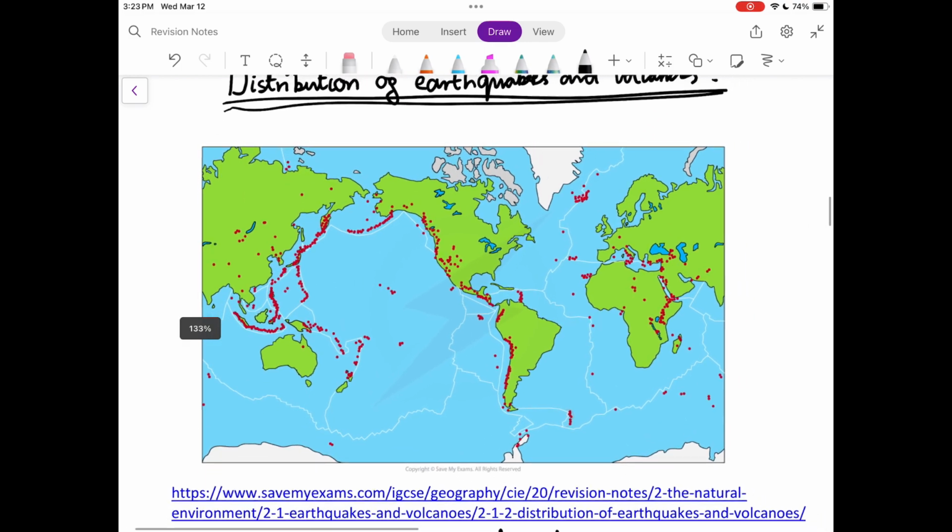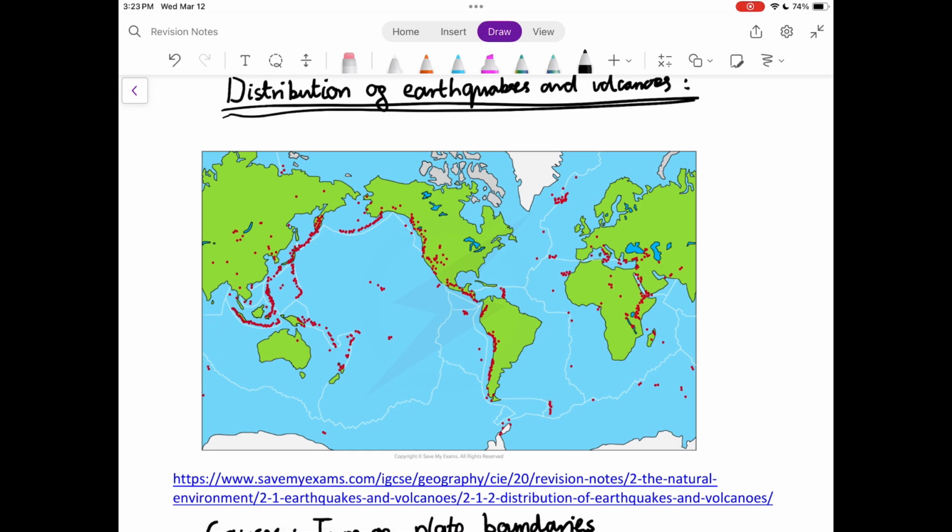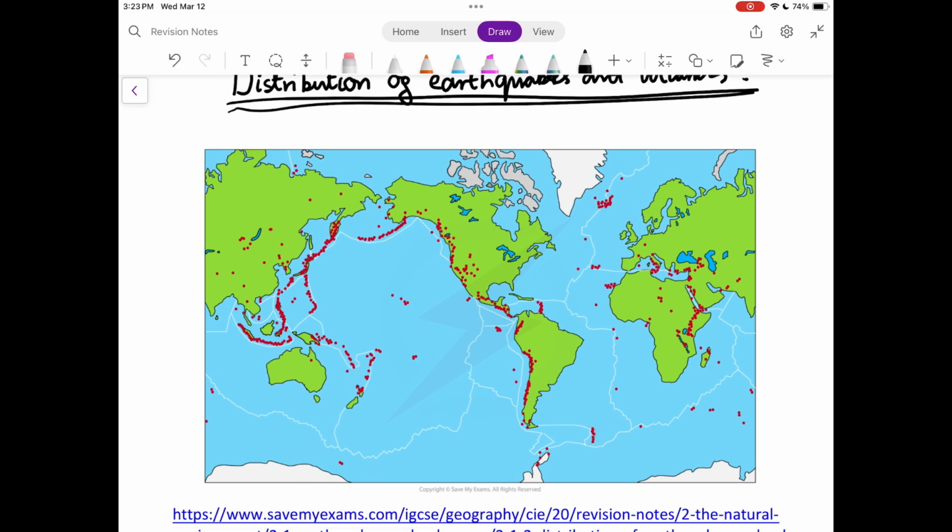Next, we're going to be looking at the distribution of earthquakes and volcanoes. Now, you don't need to know the specific plates and what their names are. All you need to know is that earthquakes and volcanoes often occur on plate boundaries. So these are these white lines here that span across the globe. And as you get closer to these lines, the frequency of earthquakes and volcanoes will increase.